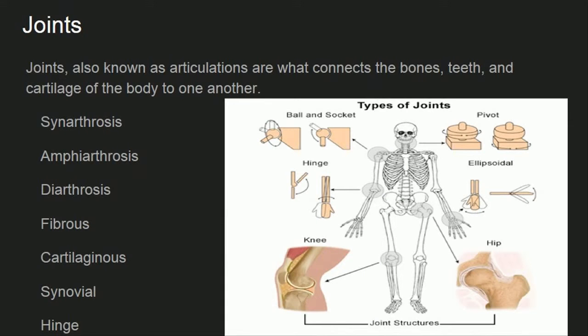A joint that permits no movement is known as a synarthrosis. Amphiarthrosis allows a slight amount of movement at the joint. Freely movable joints are called diarthrosis joints. They have the highest range of motion. Elbow, knee, shoulder, wrist. Fibrous joints are made of tough collagen fibers.